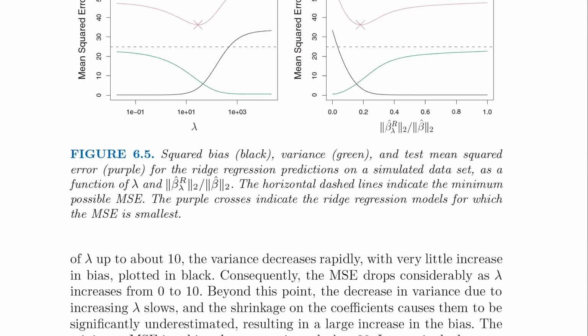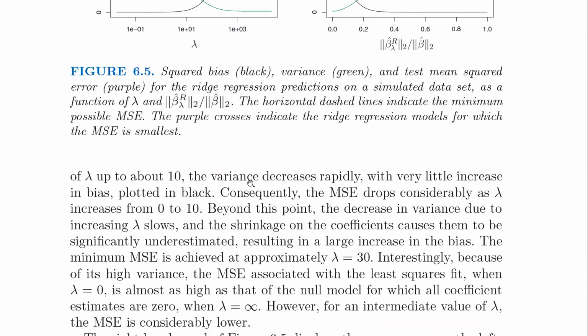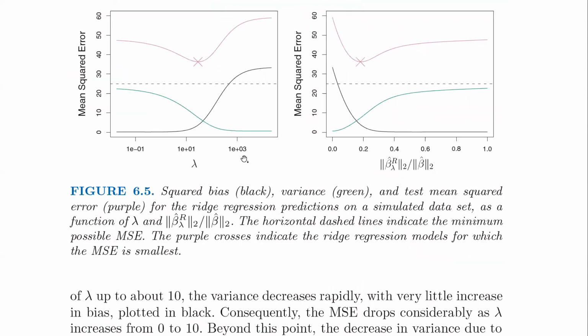Beyond this point, the decrease in variance due to increasing lambda slows, and the shrinkage on the coefficients causes them to be significantly underestimated, resulting in a large increase in the bias. The minimum mean squared error is achieved at approximately lambda equals 30.